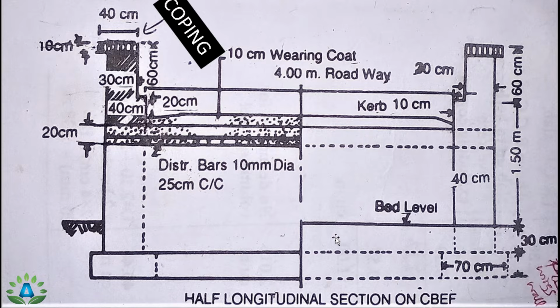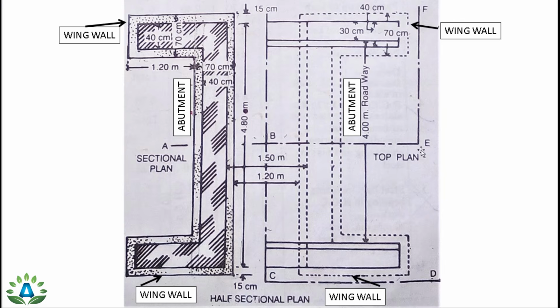Firstly, we have to understand what is the abutment and the wing walls. In this half sectional plan, we can clearly see that we have these 4 wing walls. That means this portion is our wing wall, this portion is also wing wall, this portion is also wing wall, and this portion is also wing wall. Whereas we have 2 abutments, that means this portion and this portion.